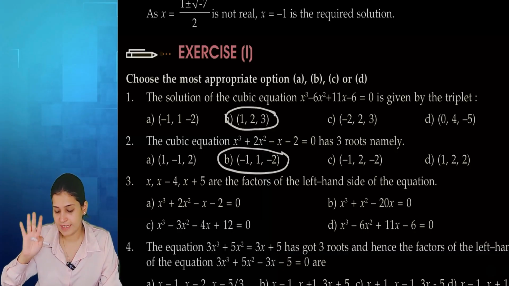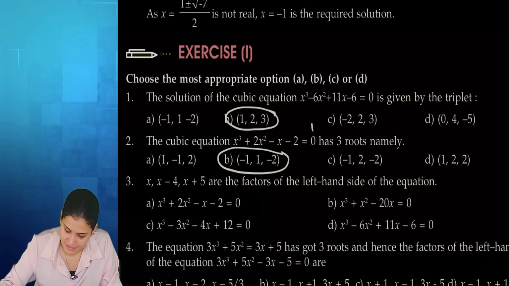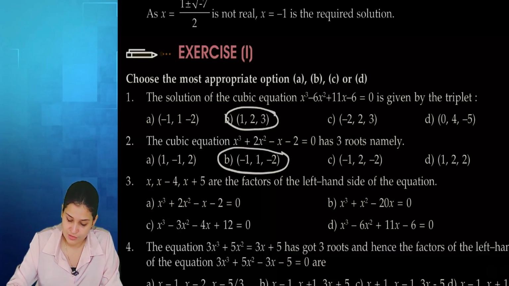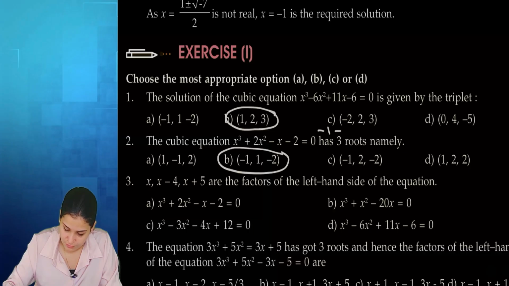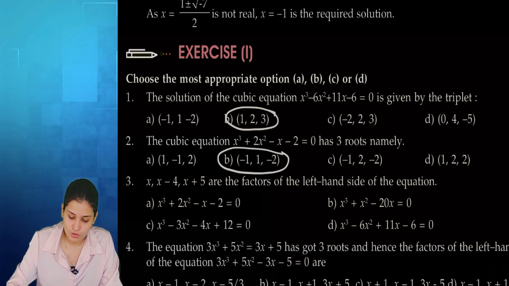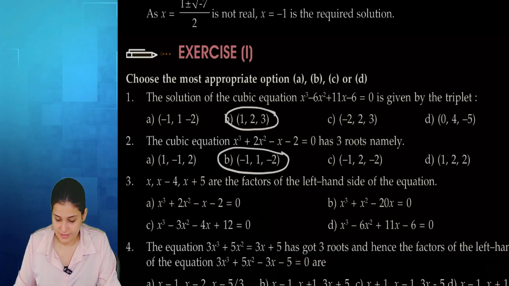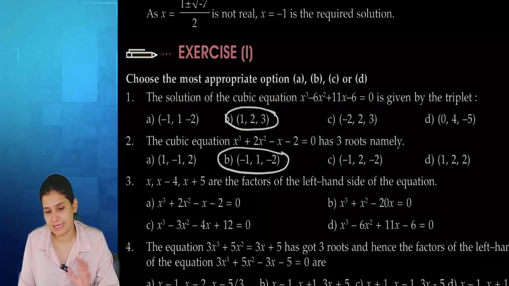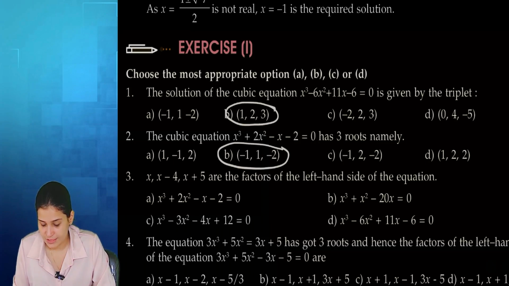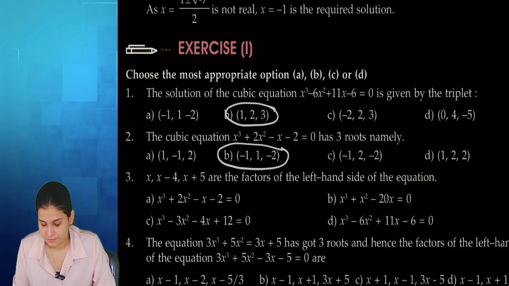1 satisfies, minus 1 also satisfies. 1 satisfies: 1 plus 2 minus 1 minus 2. So 1 has to be there. Then minus 1 also satisfies: minus 1 cubed, minus, plus 1 minus 2. So option B is the correct answer. Both 1 and minus 1 satisfy. You can also check for minus 2, it will satisfy. Any doubts till here?